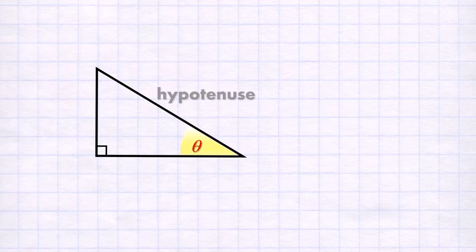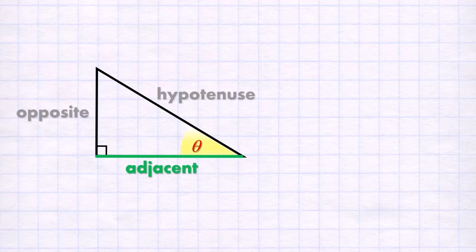So at this angle, this is going to be the opposite side, across from the angle that you're at. And this is going to be the adjacent side. The adjacent side makes the angle with the hypotenuse.